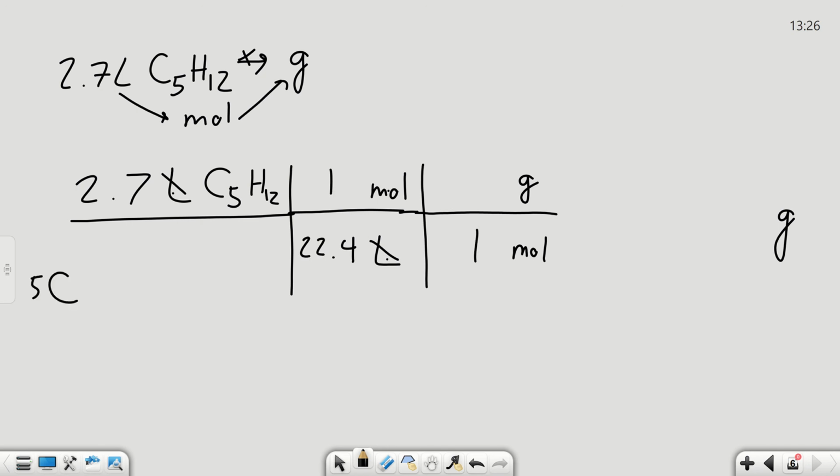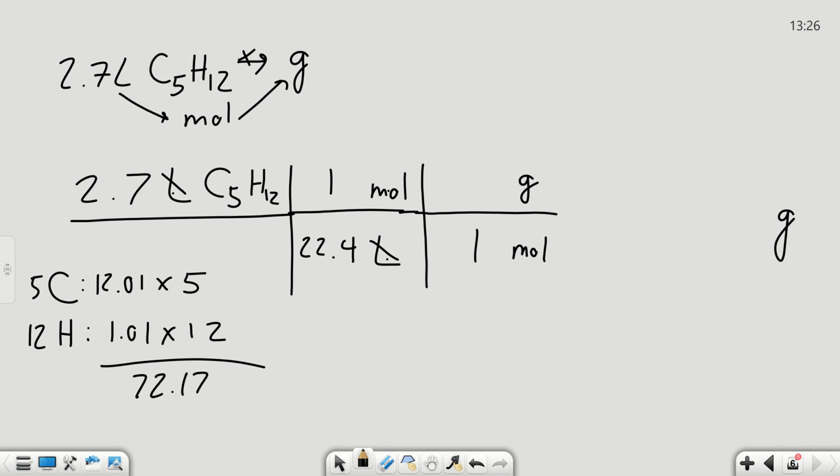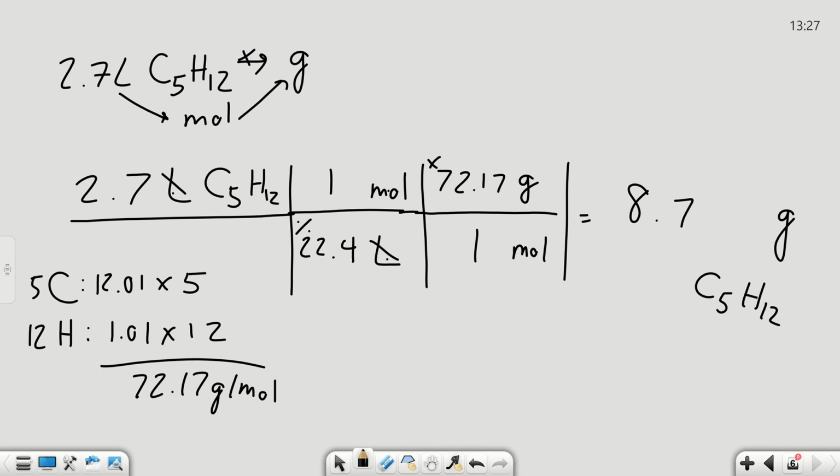So this is carbon, 5 carbons. That would be 12.01 times 5. And then 12 hydrogens would be 1.01 times 12. That gives 72.17 grams per mole. So I'm going to put the 72.17 there. I'm going to multiply across the top, divide across the bottom. 2.7 times 72.17, divide by 22.4. This would be 8 points. I need 2 sig figs, 7 grams of propane, C5H12.